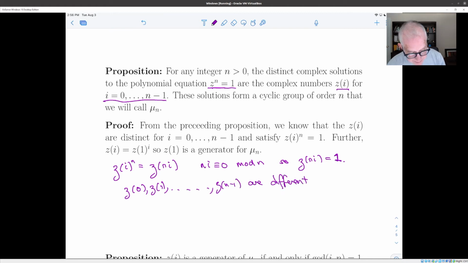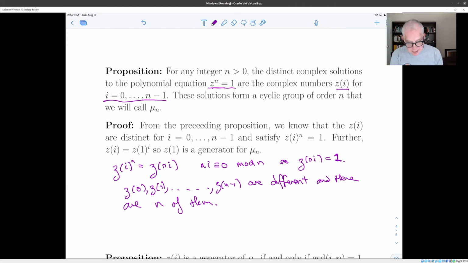And there's n of them. I guess this should be, sorry, it's not z of 1, but z of... no, these are different, sorry. I got a little tangled up there. These are all different, and there are n of them. So they must be the n roots of this polynomial.